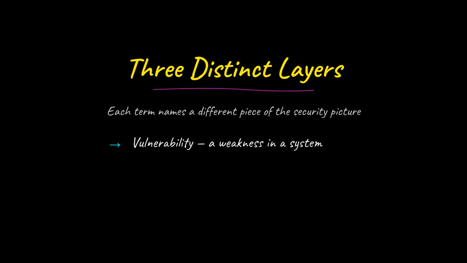Security planning rests on 3 precise terms that are easy to confuse but critical to keep separate. Understanding how they relate to each other is what turns vague concern into actionable analysis. A vulnerability is the weakness. A threat is the actor or event that might exploit it.